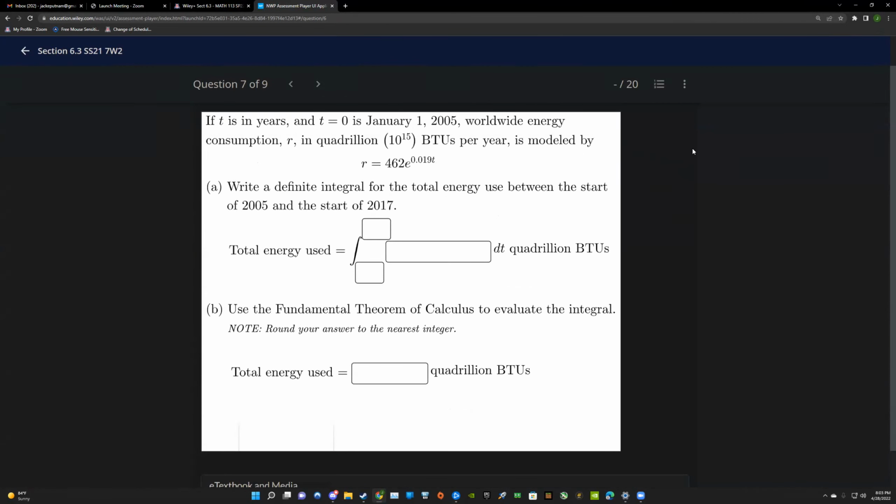All right, here's a word problem. It's telling you that t equals 0 is 2005. And that means that your lower bound, the one underneath the integral, is 0. And then it says it goes to 2017, so that's going to be 12. And then it just wants the function there, 462 e to the 0.019t.